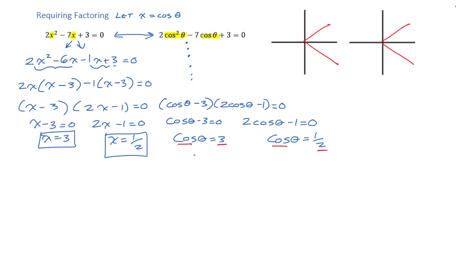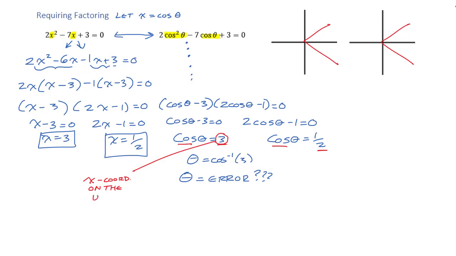If you go cos inverse of this first one here, of 3, you get an error in your calculator. It says error. Why does it say error, right? Doesn't make sense, right? Well, we have a number, we did cos inverse. Remember, this number here is the x-coordinate on the unit circle. And what's the problem with that? The problem is what's the largest number and the smallest number you can get for sine and cos on the unit circle? The biggest you can get is 1.